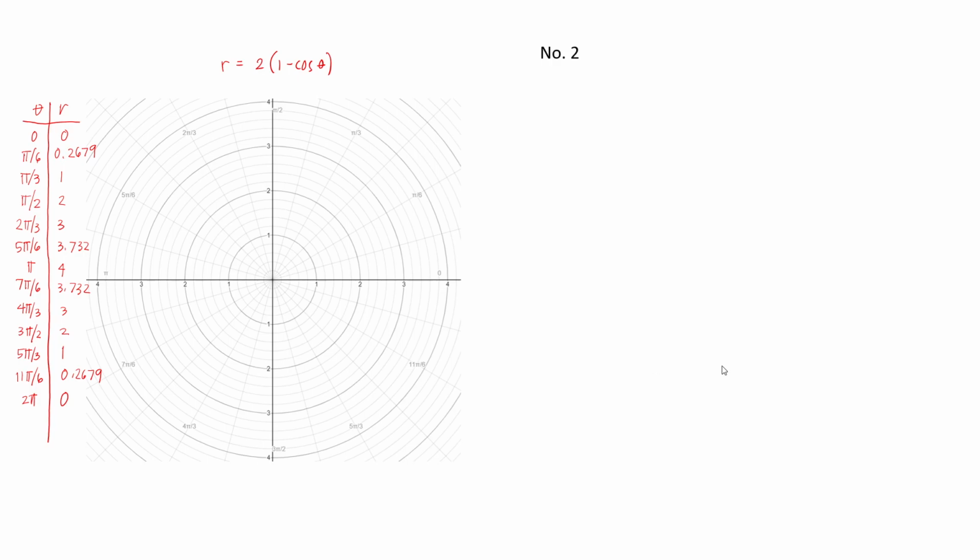Okay, so next is to graph it again. So it's straightforward. So 0, and then next is the 30-degree angle, 0.267. So let's say this one is here, then 1, then 2, and then 3. Then let's say 3.7, 4, let's say 3.7, 3, 2, 1, then 0.267 last. So again, all you have to do is to connect the dots.